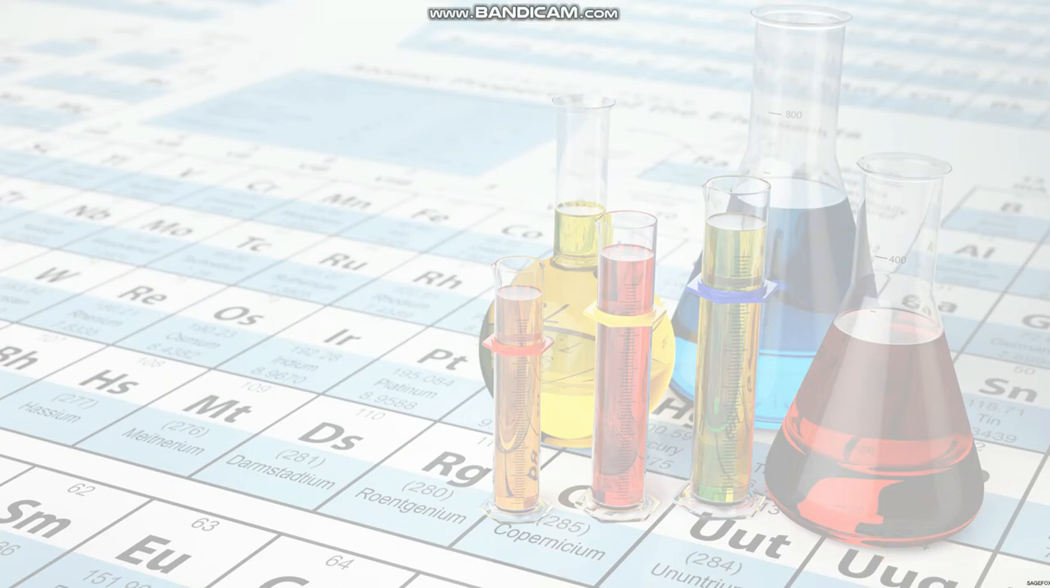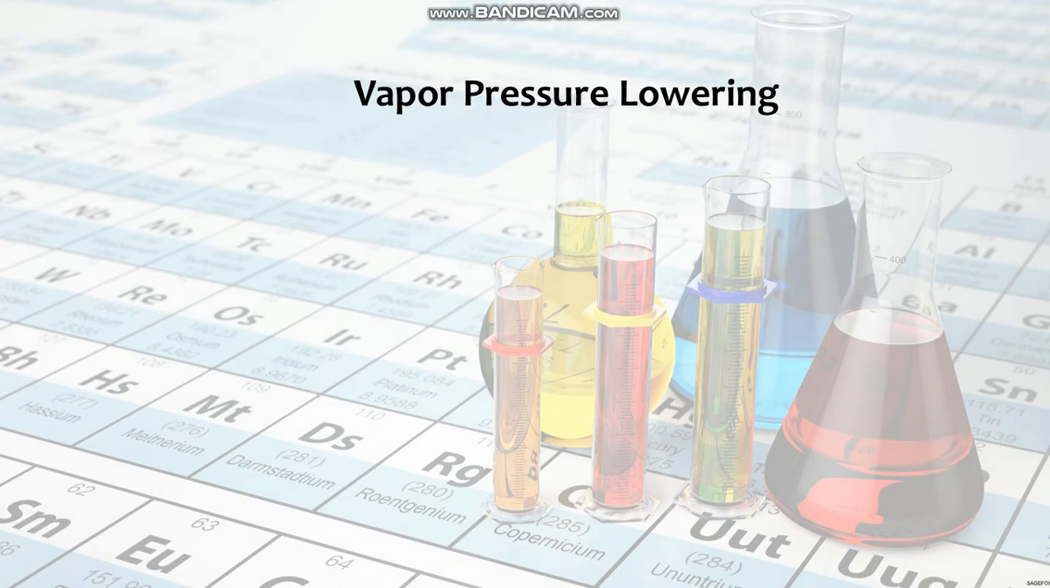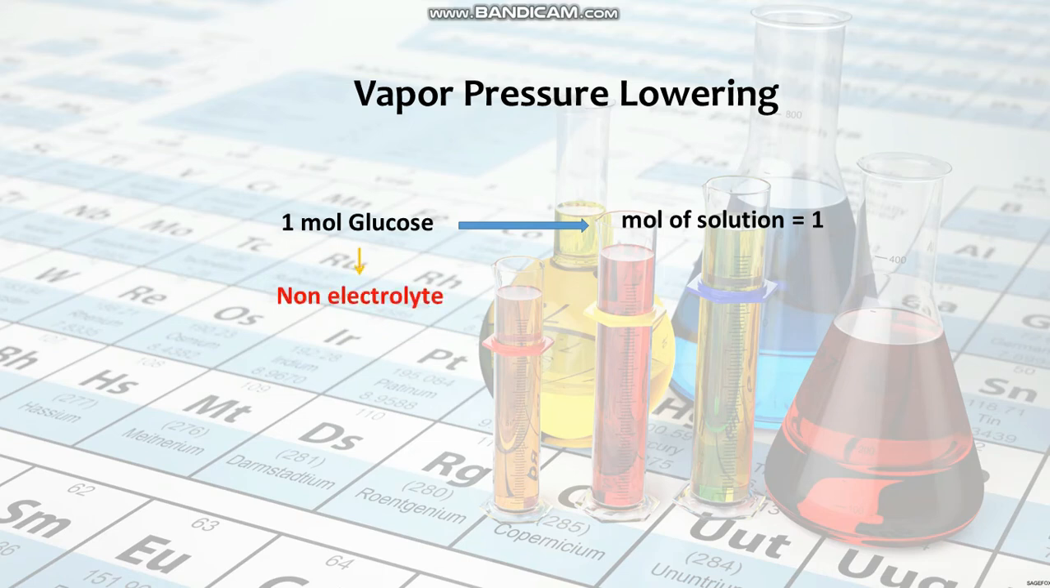And now there's something you need to be aware of in this equation. Let's say you have 1 mole of glucose, so the moles of solute particles will be 1. However, glucose is a non-electrolyte, and the van't Hoff factor is 1. But let's say you have sodium chloride. If you have 1 mole of sodium chloride, keep in mind that the van't Hoff factor is 2.